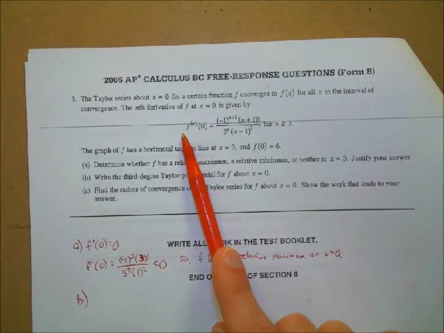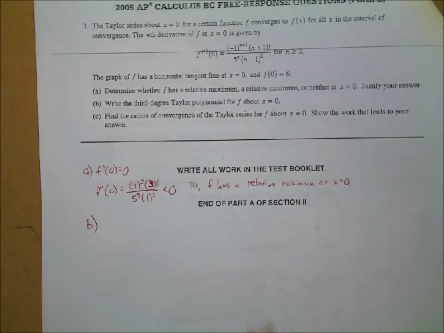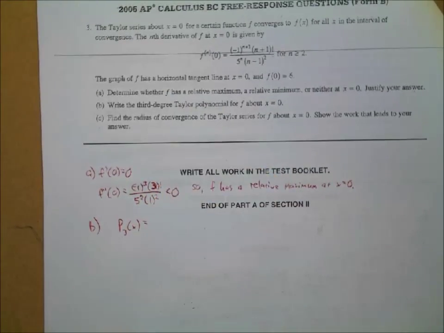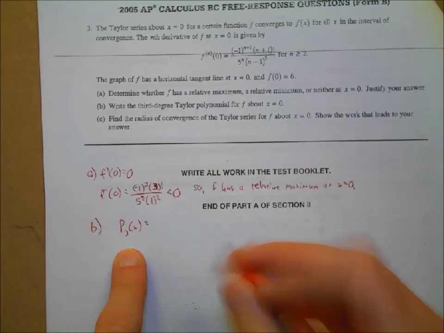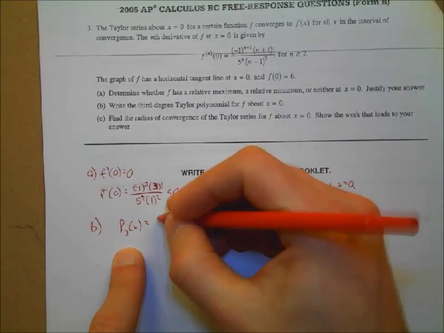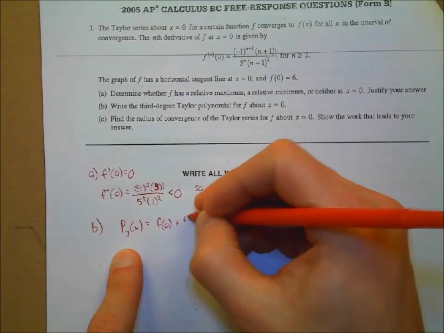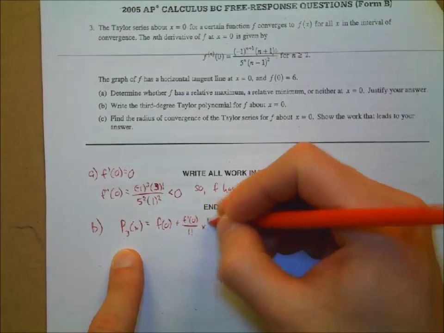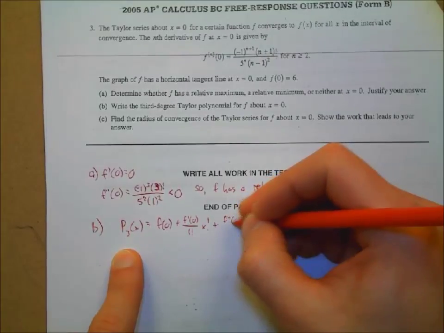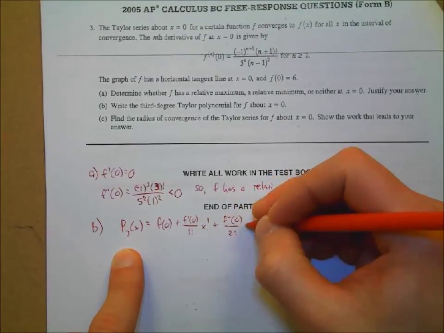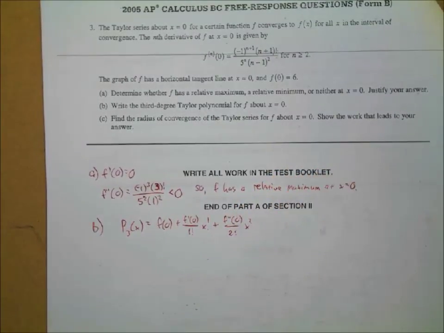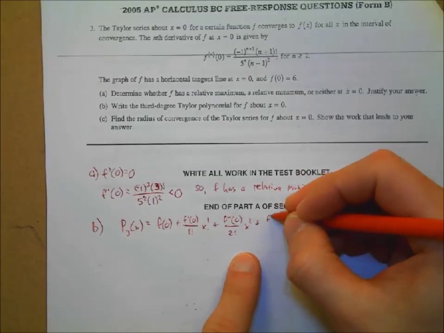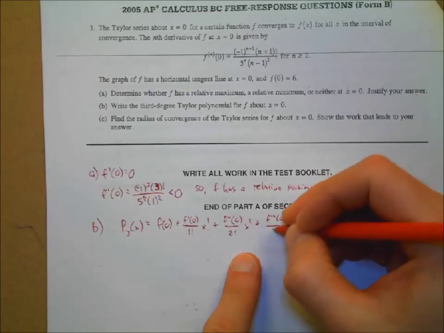So in other words, we have to go back to that original formatting we had, where if it's centered about 0, it would be f of 0 plus f prime of 0 over 1 factorial x to the 1 plus f double prime of 0 over 2 factorial x to the 2. And we have to do a third degree, so f triple prime of 0 over 3 factorial x to the third.